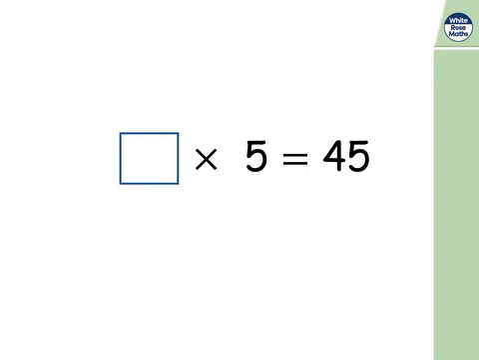Oh, I know that 5 times 7 is 35. So 5 times 8 will be 40, and 5 times 9 will be 45. Or 9 times 5.